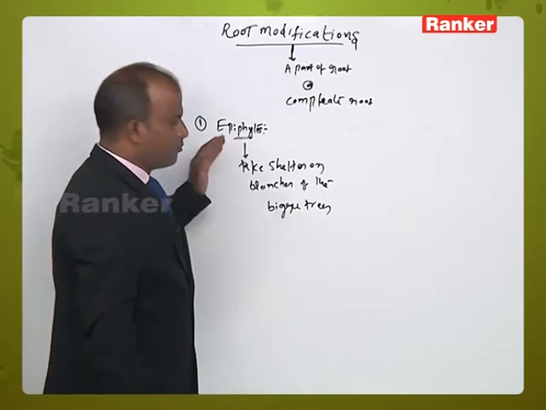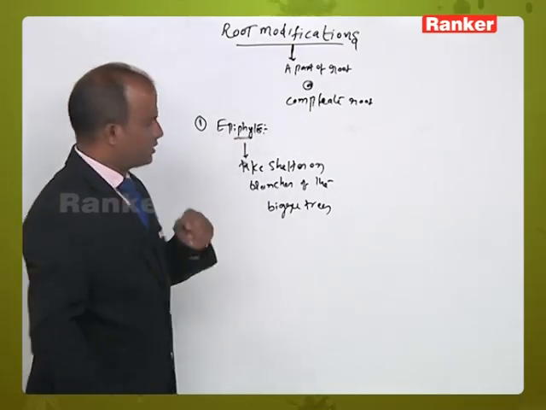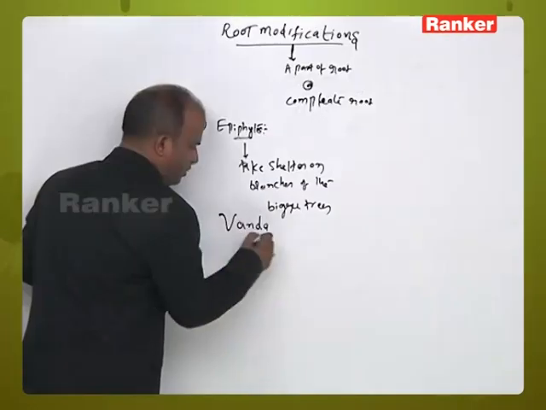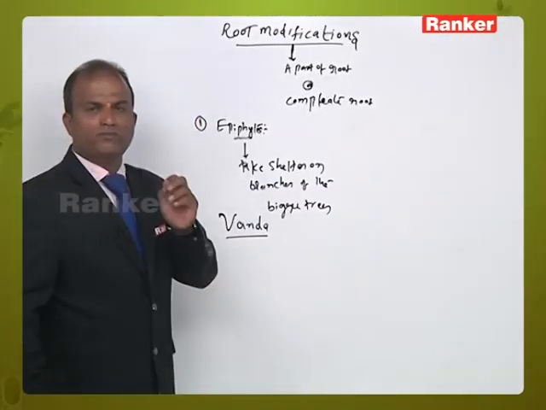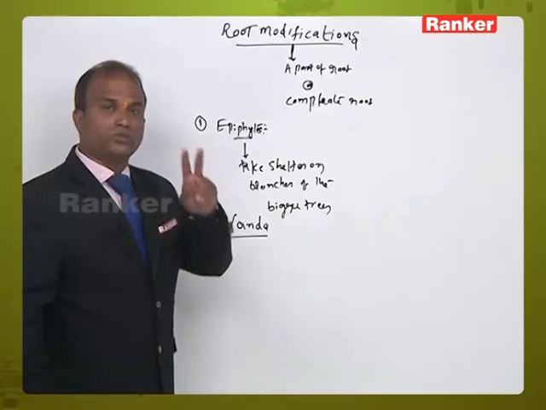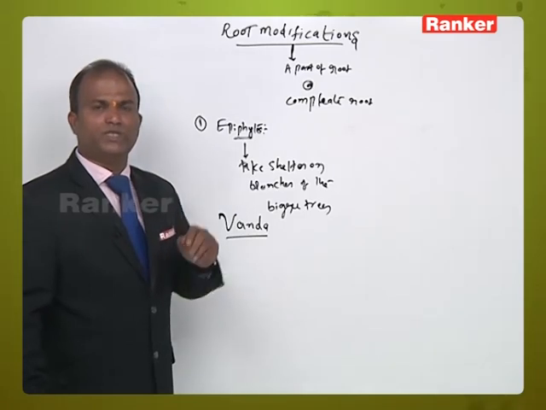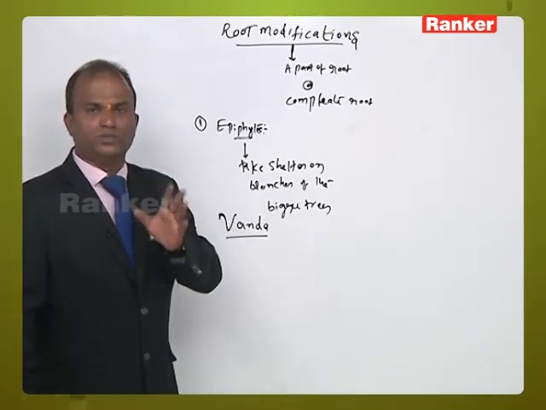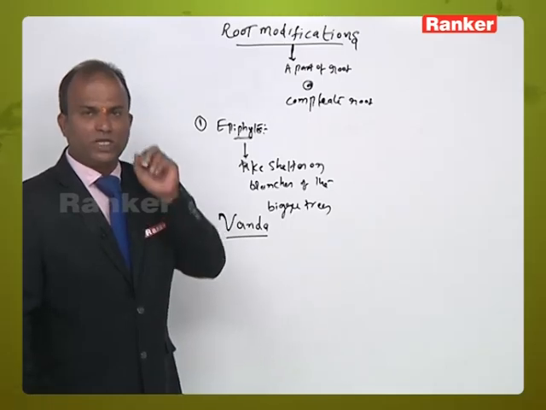What is the example for epiphyte? That is nothing but vanda. Vanda shows morphologically two types of roots.